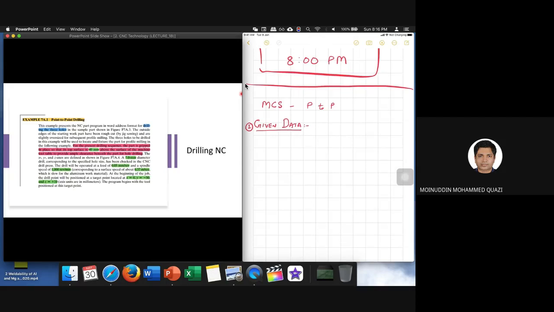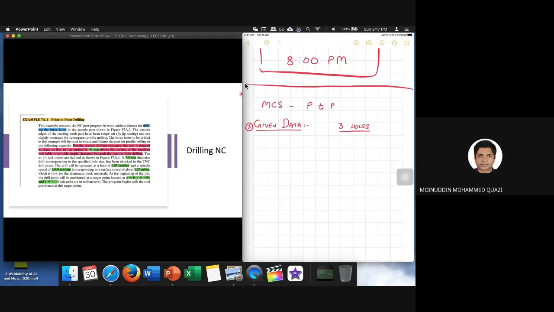What is given data? Let us see in the problem. This problem states that this example presents the NC part program in word address format for drilling 3 holes. So I have to drill 3 holes. The outside edges of the starting work part have been rough cut by a jigsaw and are slightly oversized for subsequent profile milling. The 3 holes to be drilled in this example will be used to locate and fixture the part for profile milling in the following example.